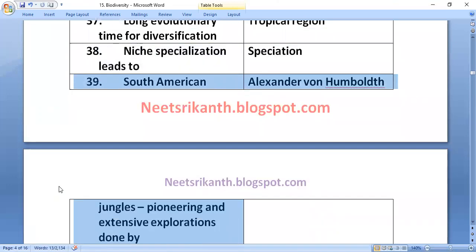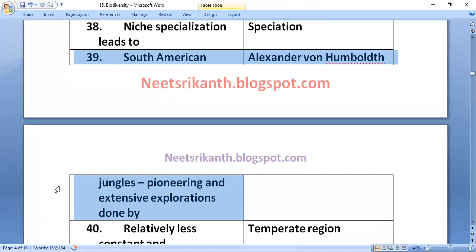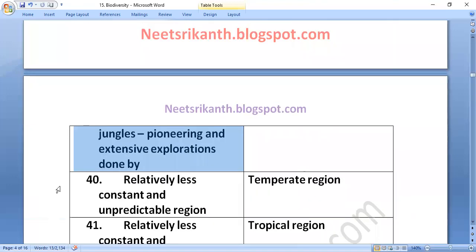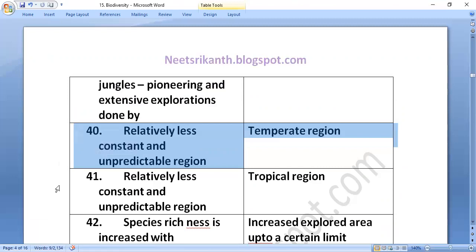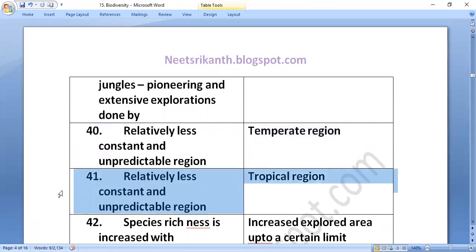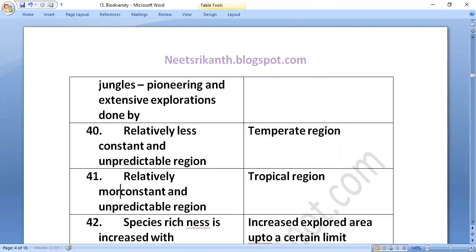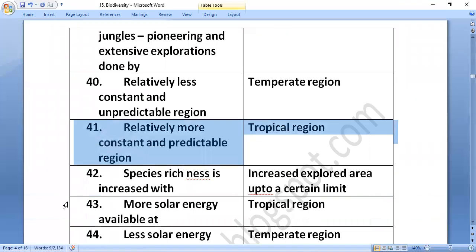In the South American jungles, pioneering and extensive explorations were done by Alexander von Humboldt. Temperate regions are relatively less constant and unpredictable, while tropical regions are relatively more constant and predictable.